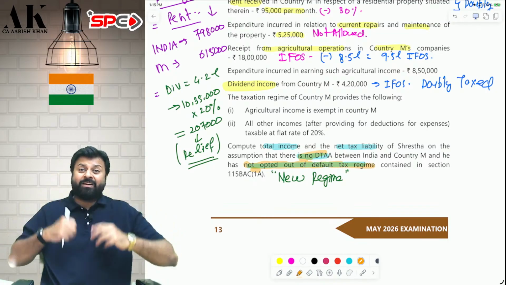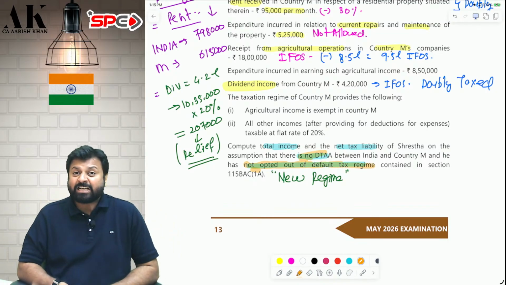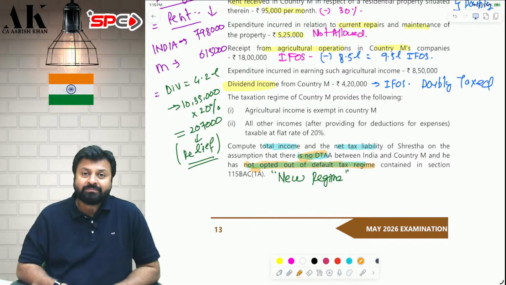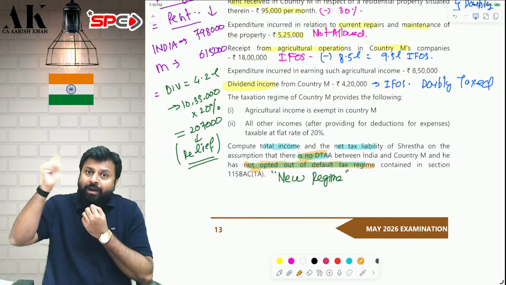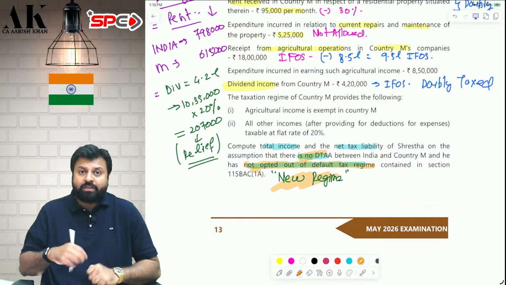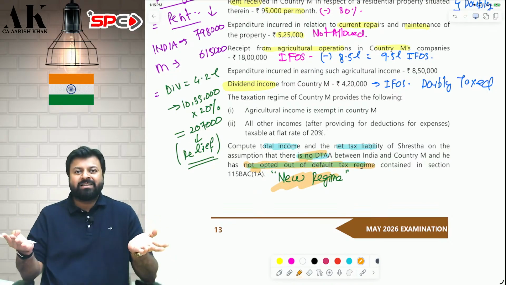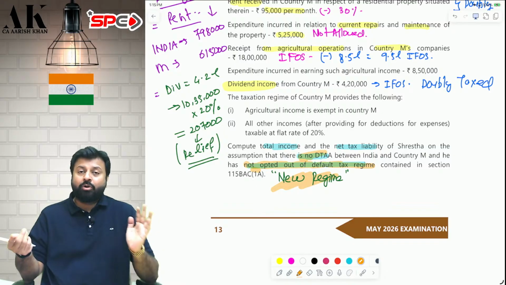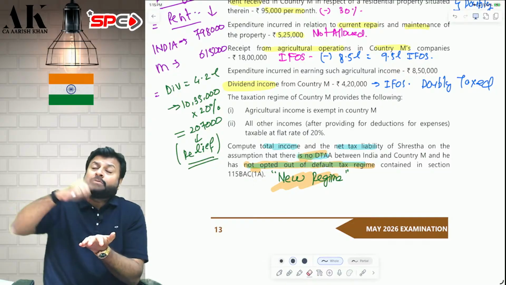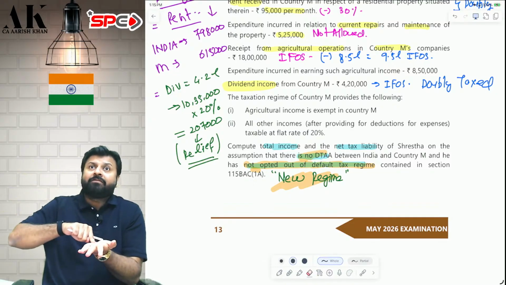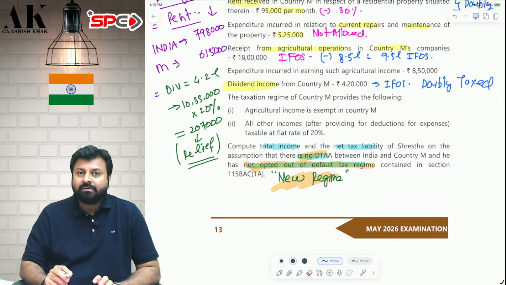See, they are playing with language, English. Is this a tax paper or an English paper? I don't understand. She has not opted out of the default regime means she is following the default regime. It means she is following the new regime. They could have easily said she is following the default regime. No, but she has not opted out of the default regime. It means she is not going out of default, she is remaining in default, she is following the new regime. What the hell is this?